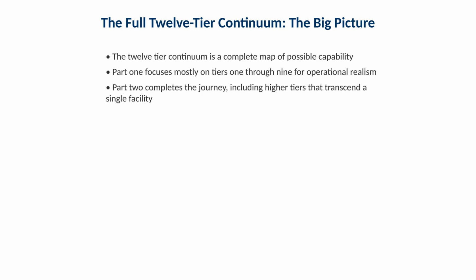The full 12-tier continuum is the big picture roadmap. Part 1 emphasizes operational realism and typically focuses on tiers 1 through 9. The highest tiers, such as demand shaping, programmable matter, and biologically integrated systems, are more naturally explored in Part 2 because they extend beyond a single facility boundary.